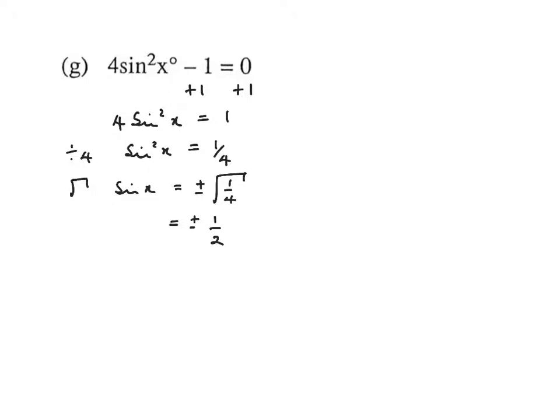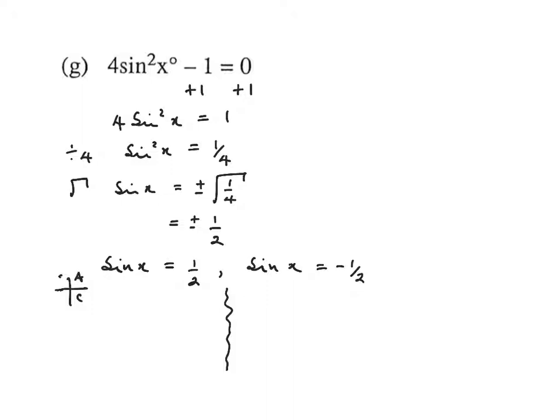So what I'm going to do then is say that sine of x equals 1/2, and then that sine of x equals negative 1/2. I'm going to deal with them separately, having two trig equations in one.